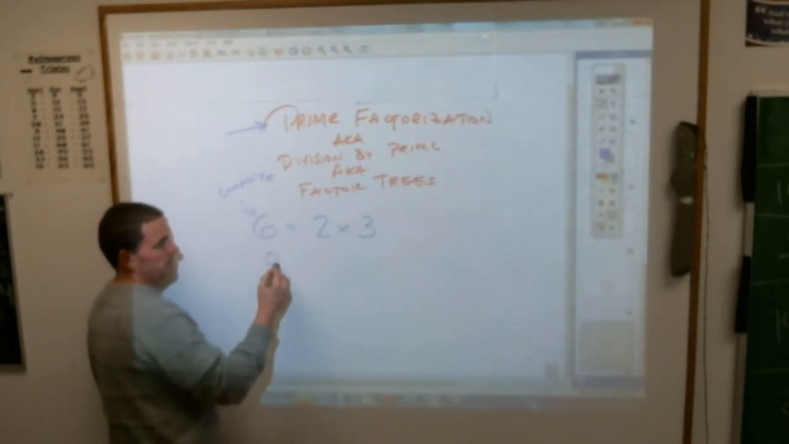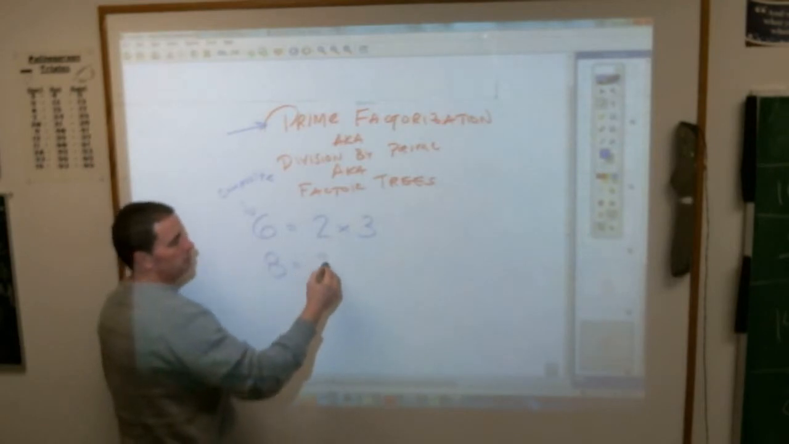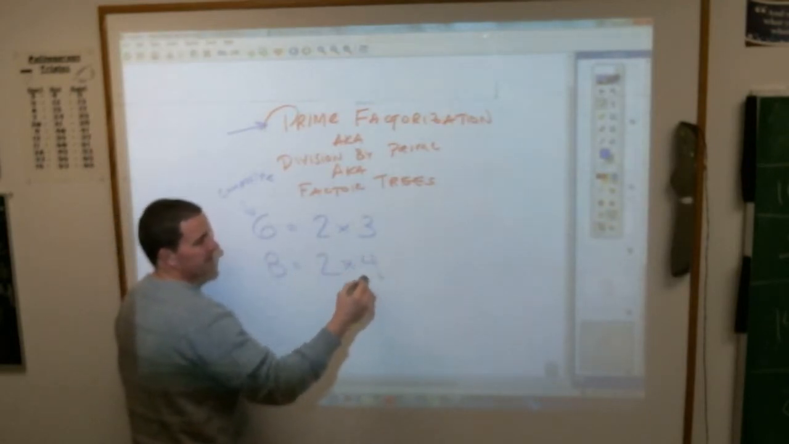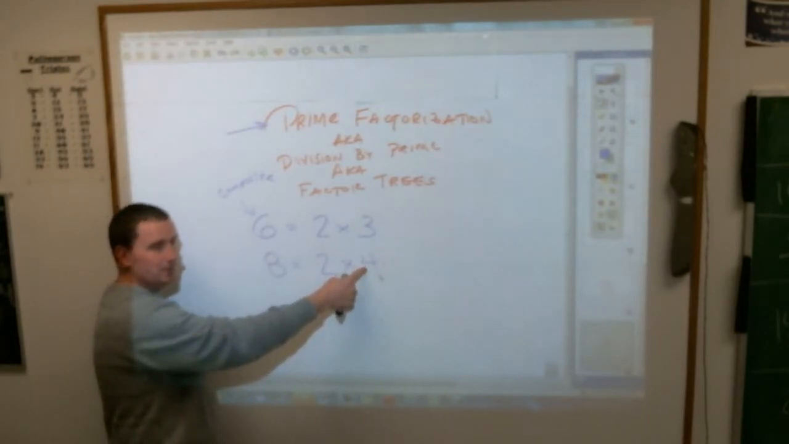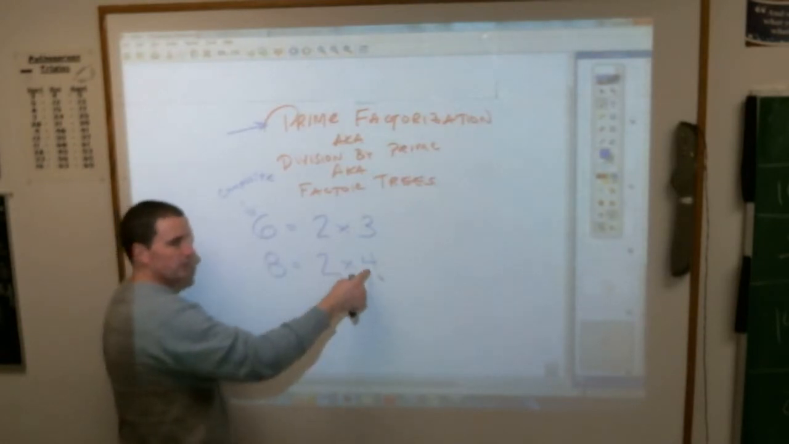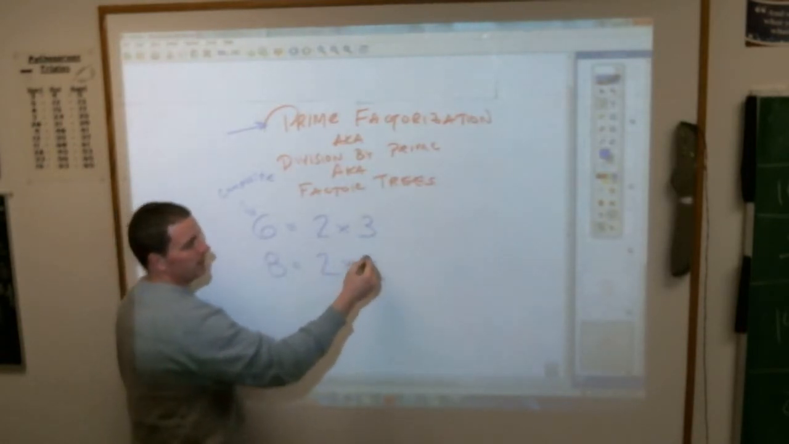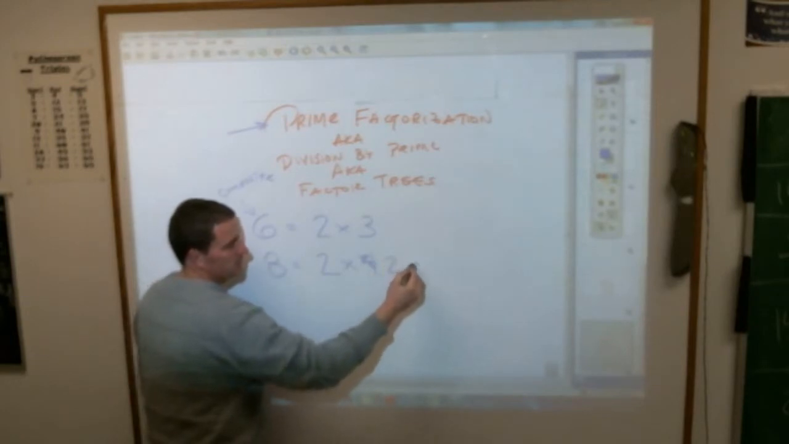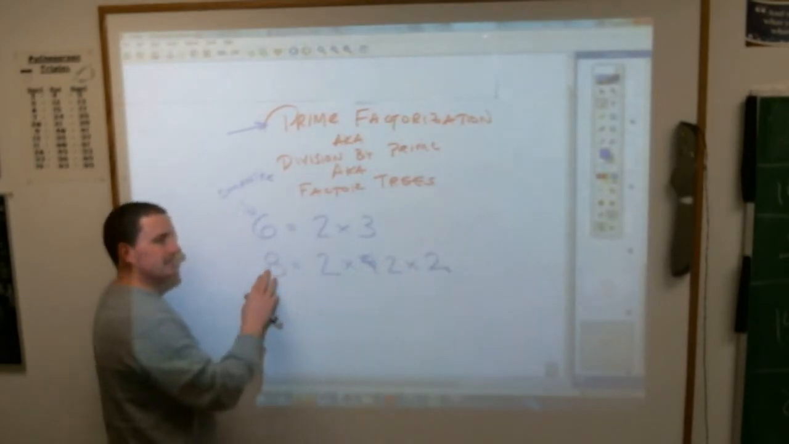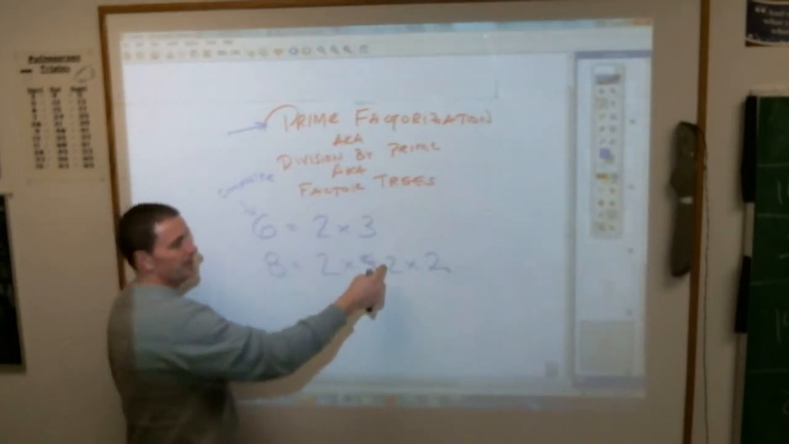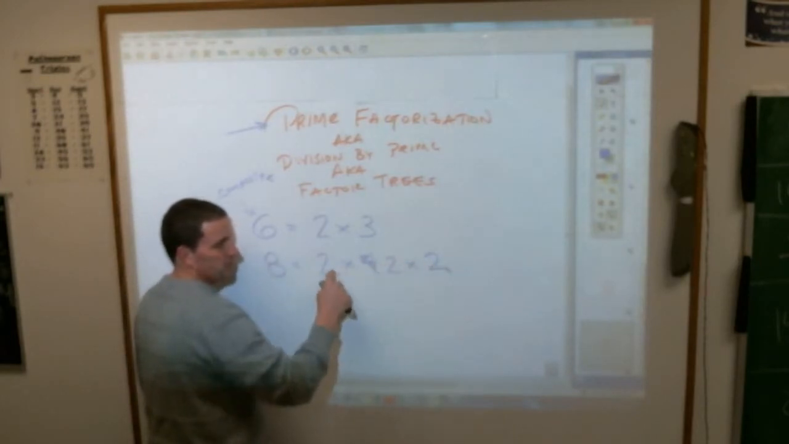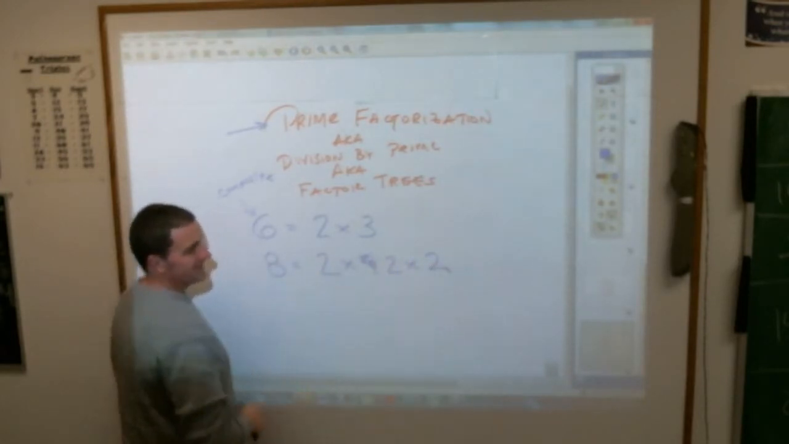8, okay, you could write 2 times 4, but that's not correct because 4 is not a prime number. 2 is a prime number, 4 is still composite, so you'd have to break 4 down and make it 2 times 2. 8 is the product you get when you multiply these 3 prime numbers together. 2 times 2 is 4 times 2 is 8.